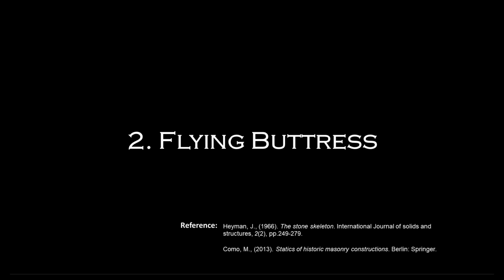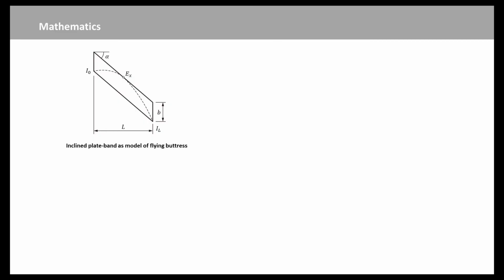First, we introduce the flyer. Consider the inclined plate band as an idealized model of the flying buttress. Supposing the buttress to sag when the centering is struck, then three hinges will form at IO, IL, and EX. The broken line shows the approximate position of the line of thrust.